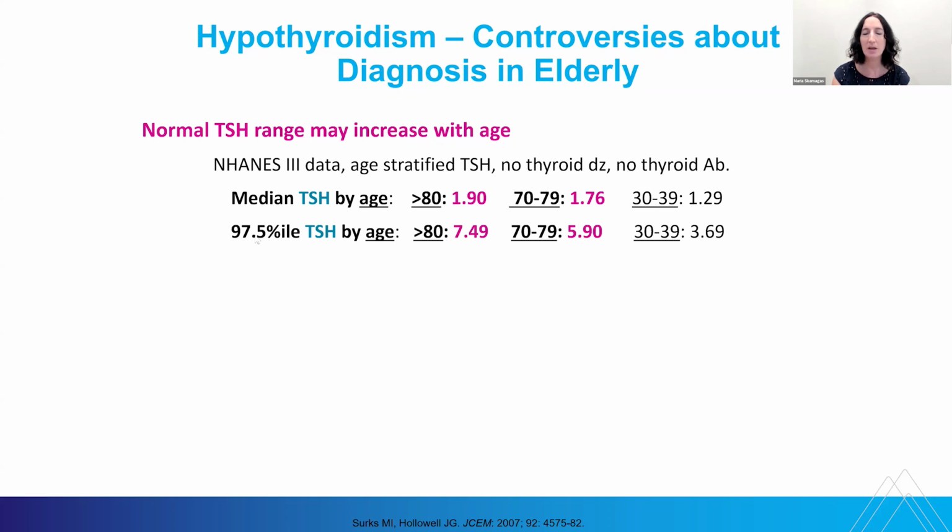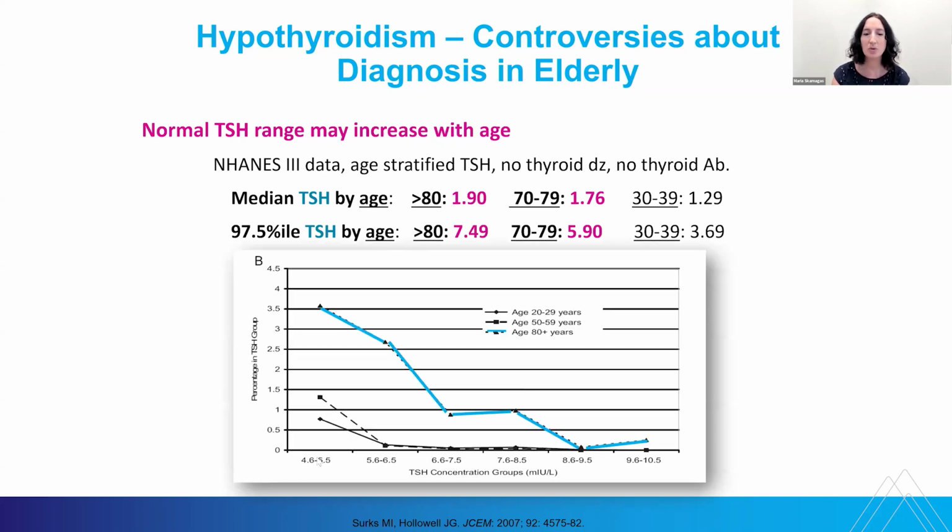So you see a trend up. And the 97.5th percentile for TSH also increased. So it was 3.7, 5.9, and over 80 years of age, it was 7.5. And these are individuals who don't have thyroid disease or thyroid antibodies.